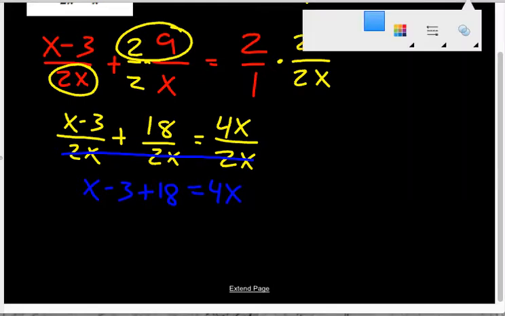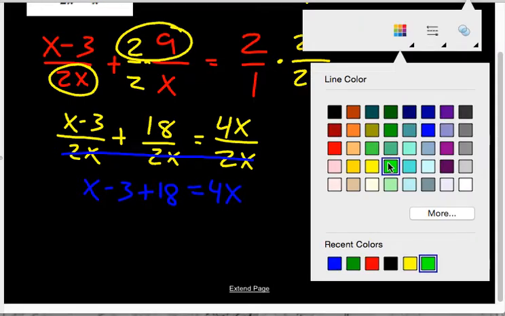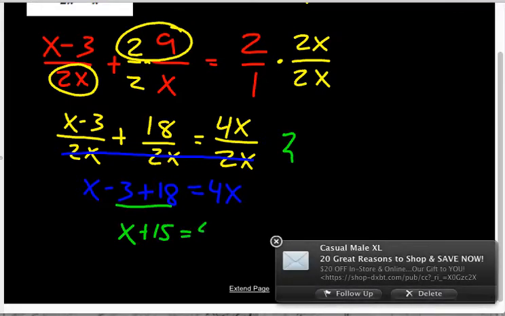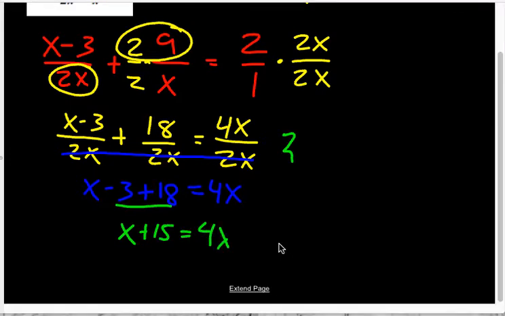Let's go with a little shade of green. So this is going to give me x plus 15 equals 4x. I would subtract x from both sides.